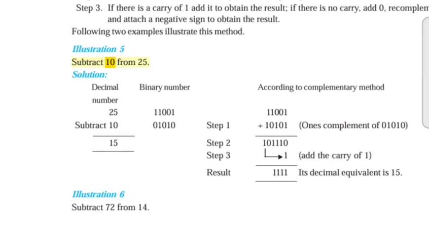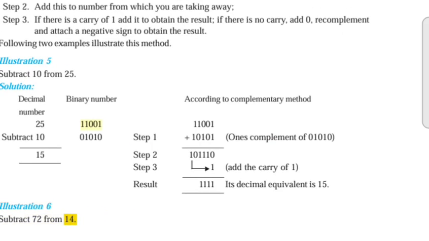Illustration 5. Subtract 10 from 25. Solution. Decimal number 25 subtract 10 is 15. Illustration 6. Binary number: subtract 10010 from 11001, that is, 25 minus 10. Step 1, Step 2, Step 3, Result according to complementary method: 11001 plus 10101, 1's complement of 01010, is 101110, 1, add the carry of 1, 1111. Its decimal equivalent is 15.